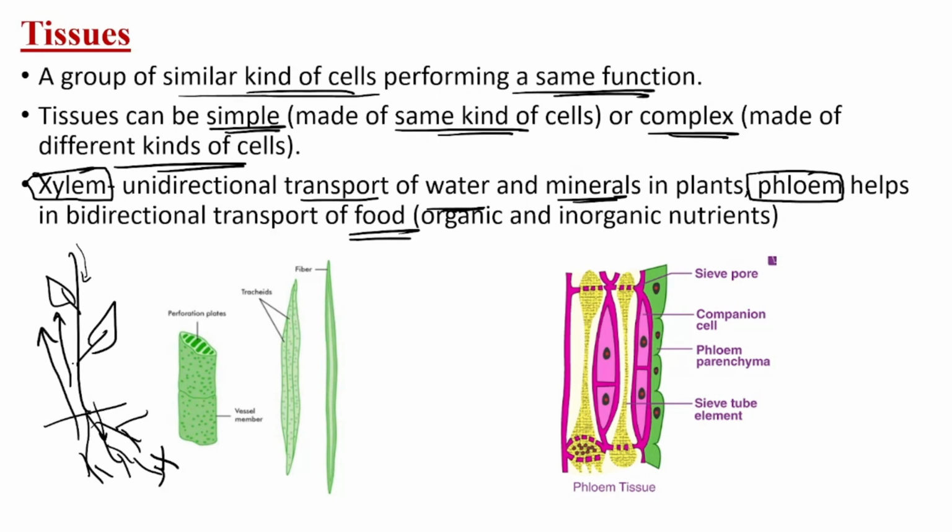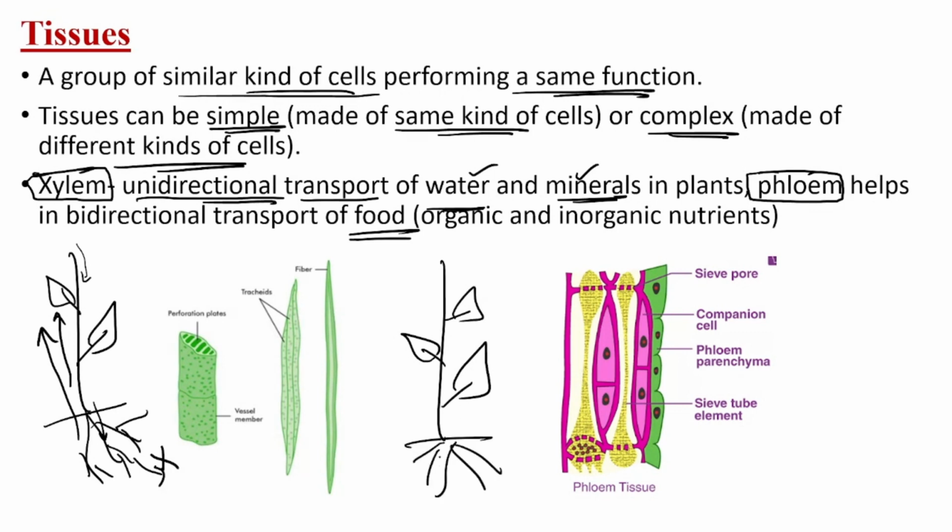From the roots upward, the water moves to the tip of the plant. That's the reason xylem is involved in unidirectional transport of water and minerals. Bidirectional flow is seen in phloem. Consider a plant with leaves and a root system. Obviously, we all know that the leaf is the site where food is produced. So from the leaves, the food, the organic nutrients, move to the stem and to the roots. This is one flow.